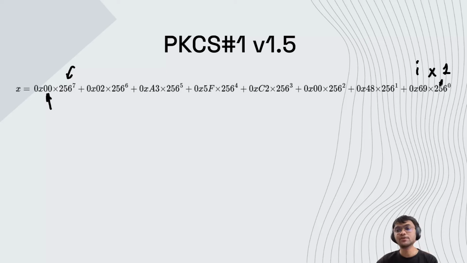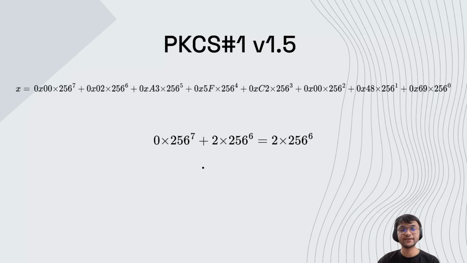There's an interesting observation in the application of this formula. Because the first 2 bytes are always fixed, 00 and 02, the integer x has a known lower bound. The contribution of the first 2 bytes is this. The first block 0 is multiplied by 256 raised to the power 7, and the second block 2 is multiplied by 256 raised to 6.